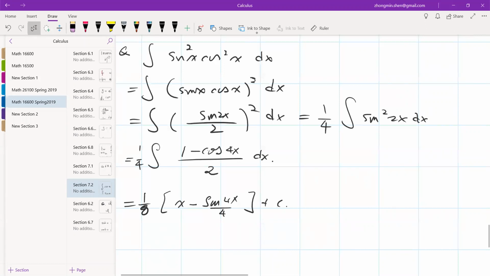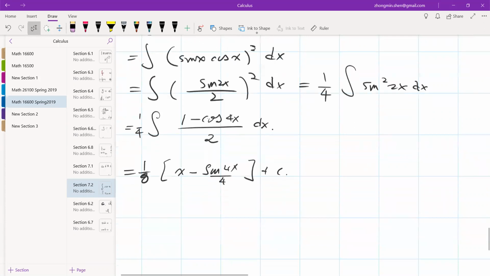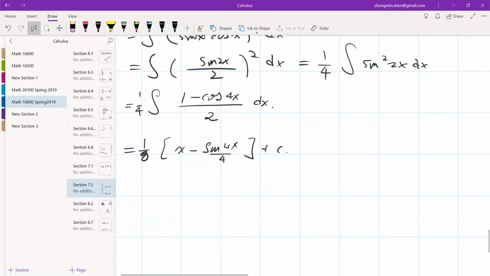Of course, there are integrals about tangent x and cotangent x, but I try not to put them on the exam, it's too much work. But let's do some of them, like the integral of tangent x. How do you do that? Well, you can convert it to sine x over cosine x dx. That's a quotient.